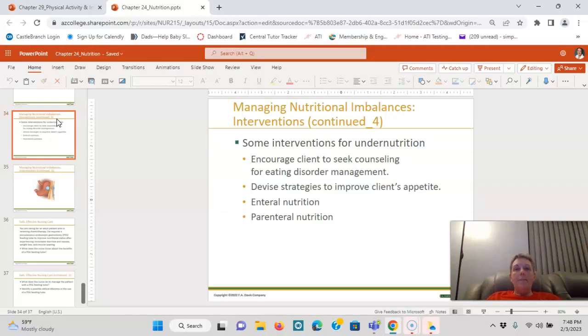How do you improve appetite? Pot. So if you look it up, there is a medication which is similar to pot that improves appetite. Think about it. When you do pot, you have the munchies. So we will give the patient these appetite stimulants to get them to eat.